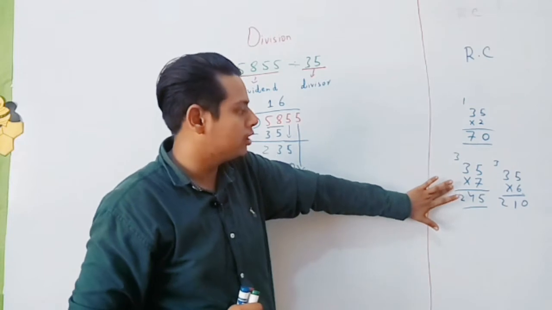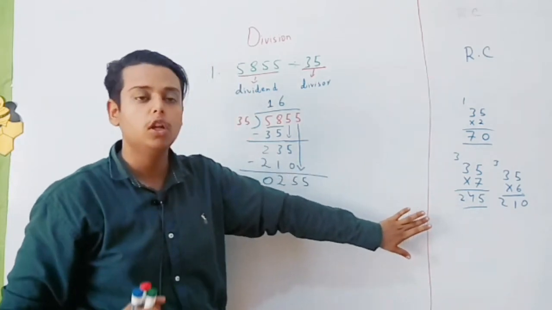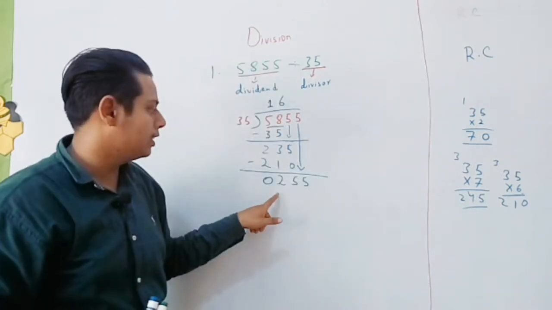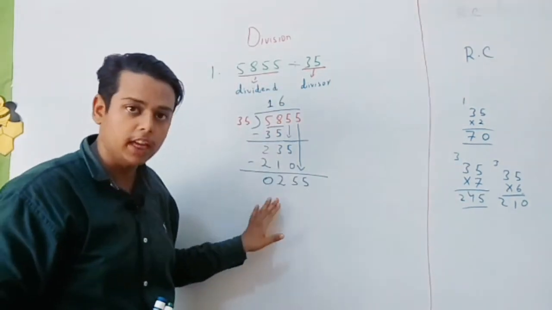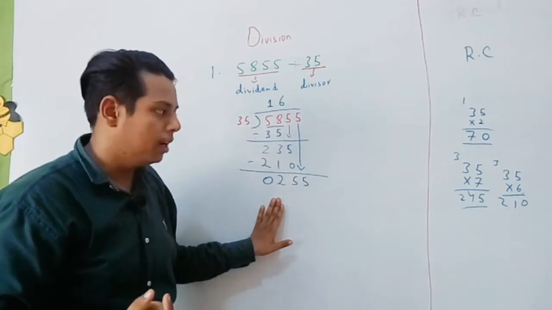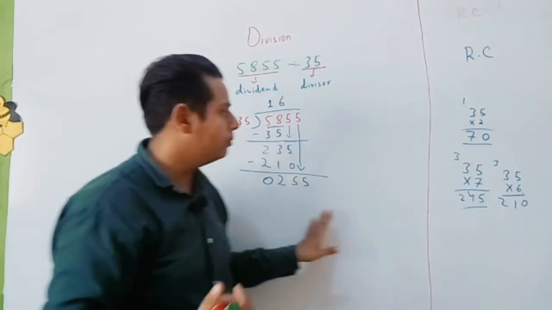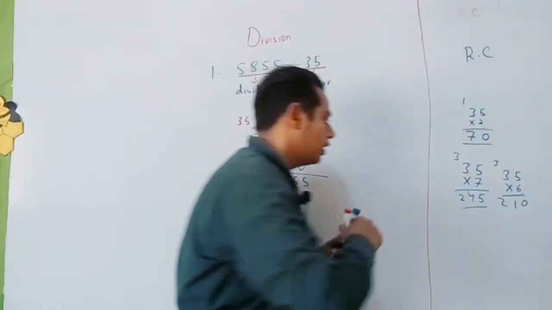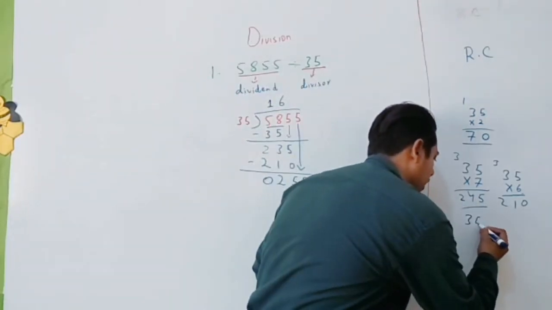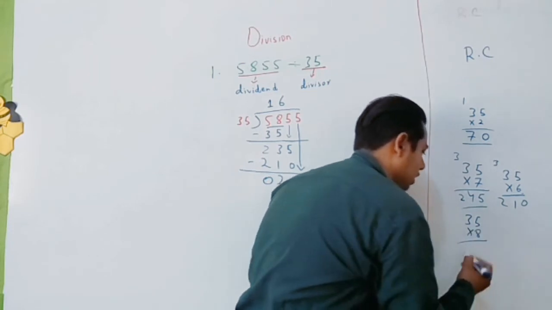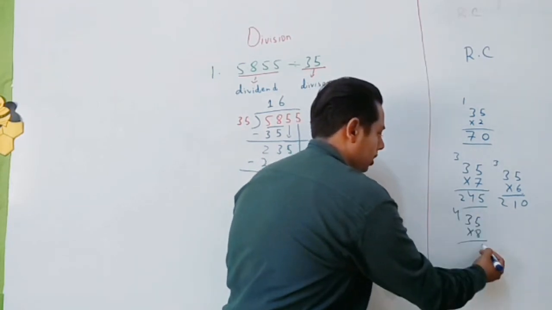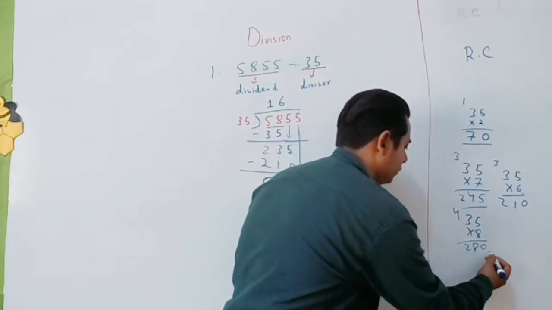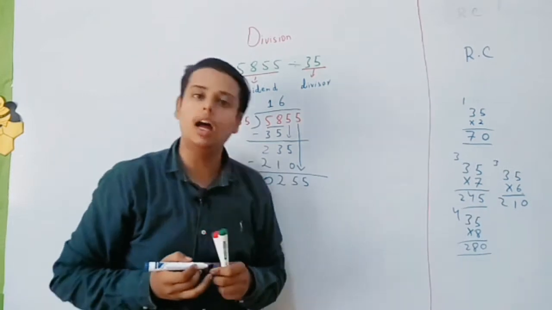जब मैं 35 को 7 से मल्टीप्लाई कर रहा हूँ तो मेरे पास नंबर क्या आ रहा है? 245, which is less than 255. ये क्या है? छोटा है, बट एग्जैक्ट भी नहीं है. So, for just checking, I am multiplying 35 with the 8. जब मैं 35 को 8 से मल्टीप्लाई कर रहा हूँ, so what the answer is coming? 8 5s are 40, 8 3s are 24, 24 plus 4, 28. 280 is the answer that is coming.